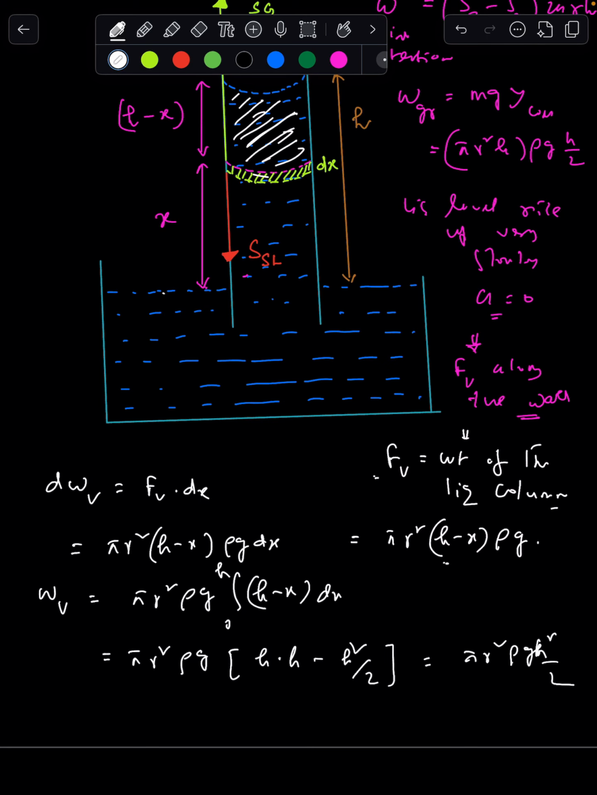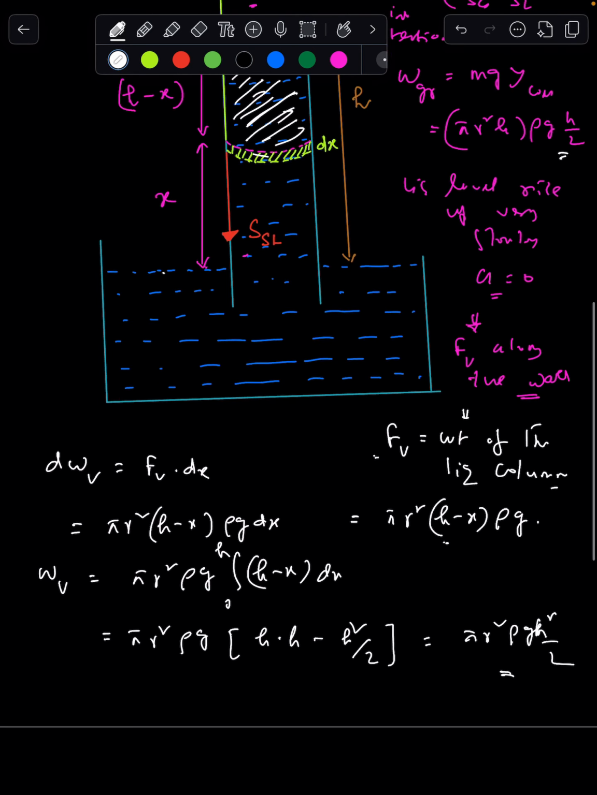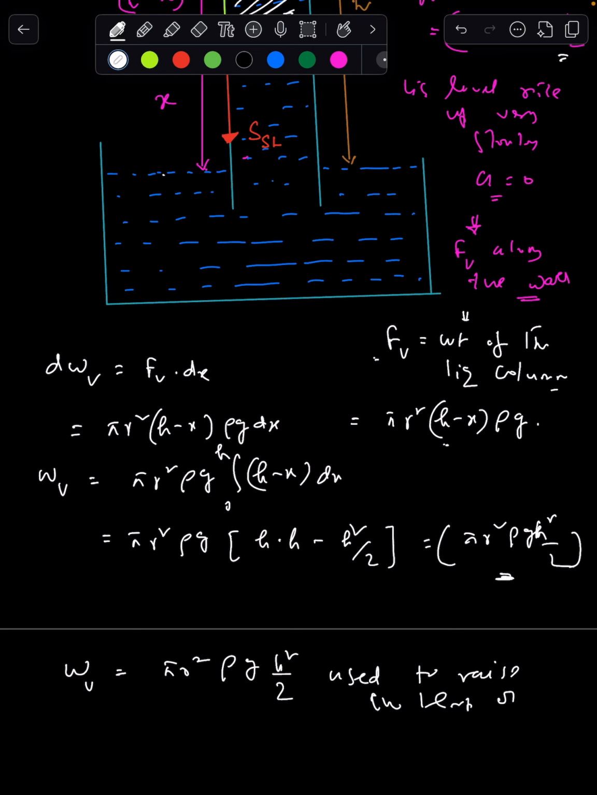Very interestingly, you can check this is exactly equal to this value. So that means whatever the work the interfacial tensions is doing, half of that work is done by the viscous force along the surface. This, pi r square rho g h square by 2, will be used to raise the temperature of the liquid. This will raise the temperature of the liquid.